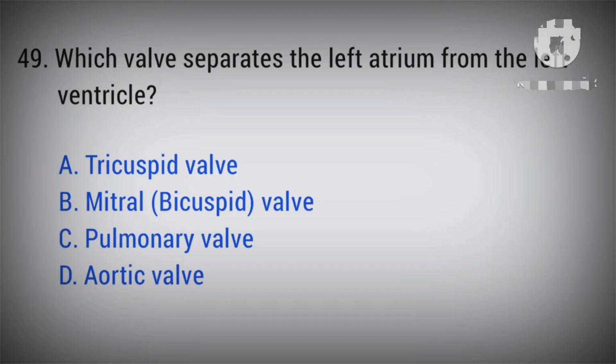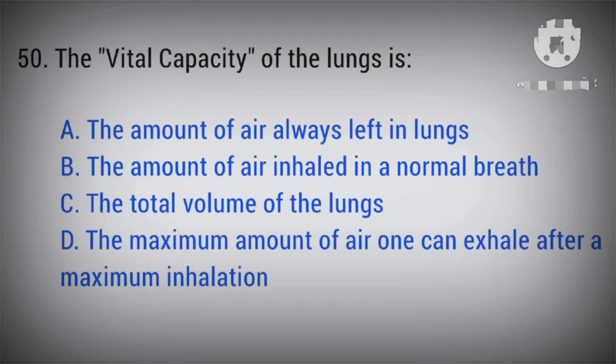Question 49. Which valve separates the left atrium from the left ventricle? The right answer is option B, mitral bicuspid valve. Question 50. The vital capacity of the lungs is? The right answer is option D, the maximum amount of air one can exhale after a maximum inhalation.